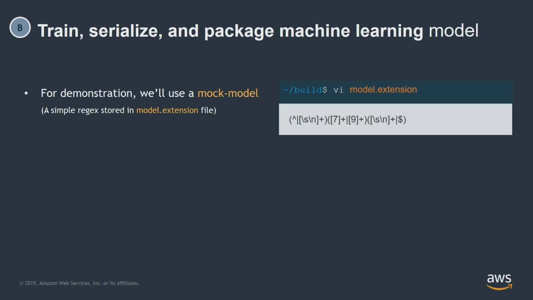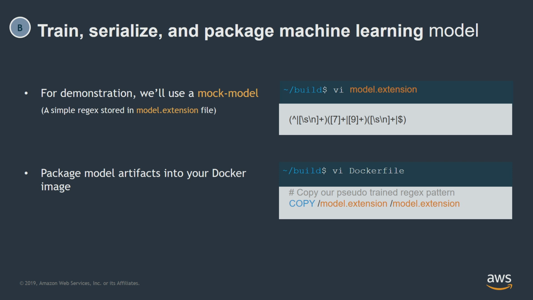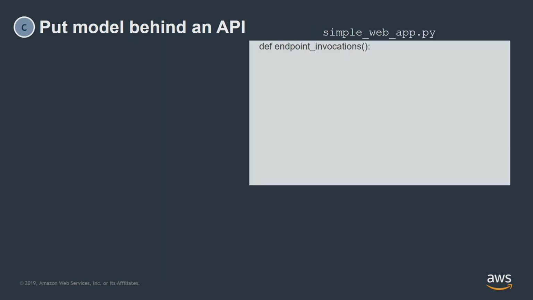For our demonstration purposes, we're going to use a mock model. We're going to assume we have this string here, and the string is a result of some training that we have. It's a simple regular expression that looks for 7s and 9s, and we want to go ahead and include this file in our Dockerfile too. So we'll add some lines to our Dockerfile to include this fake mock string, the artifact we have. Then we'll go back to our server script and continue defining our invocations endpoint.